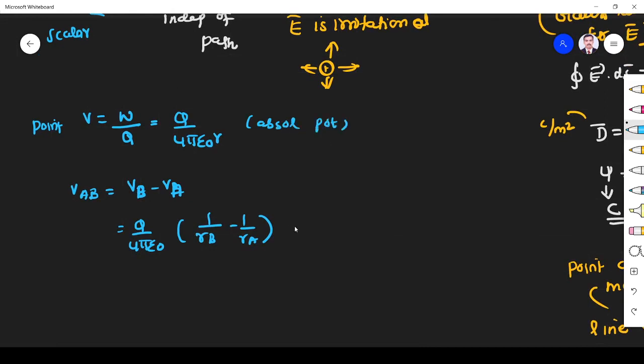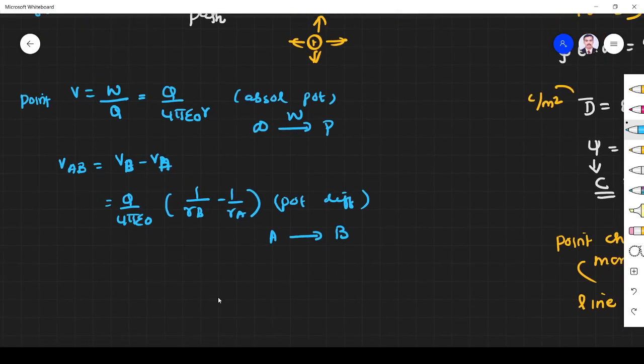This is potential difference. Absolute potential is nothing but the work done to move a charge from infinity to a particular point. Potential difference is nothing but the work done to move a charge from one point to another point. Clear? So that is what potential difference is. Here, work is done to move a charge from infinity to a particular point. Okay, so these two things we must remember.